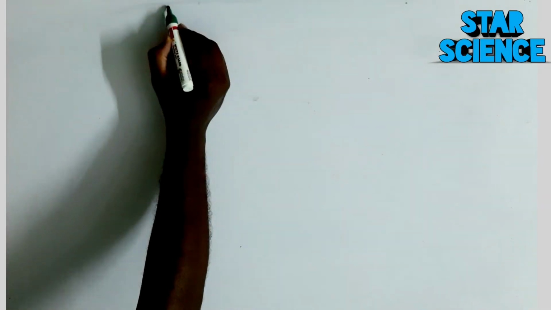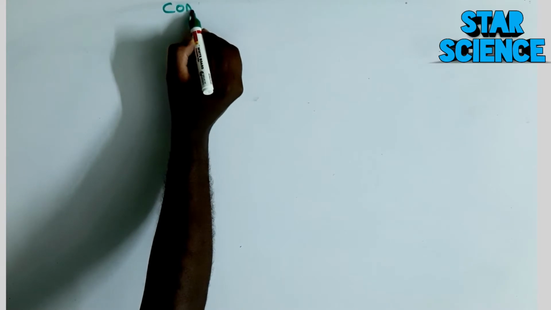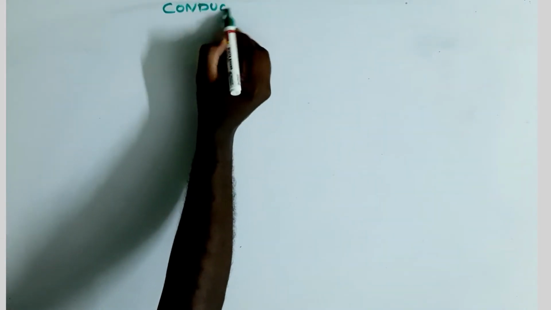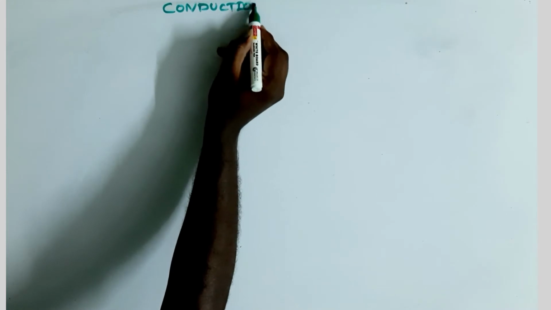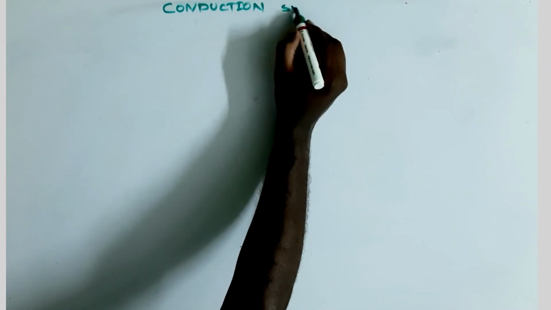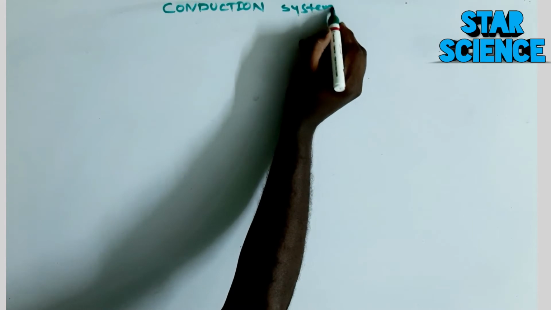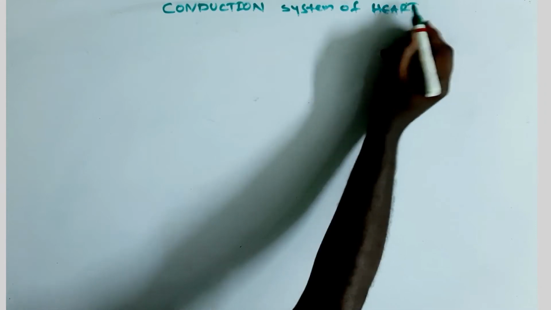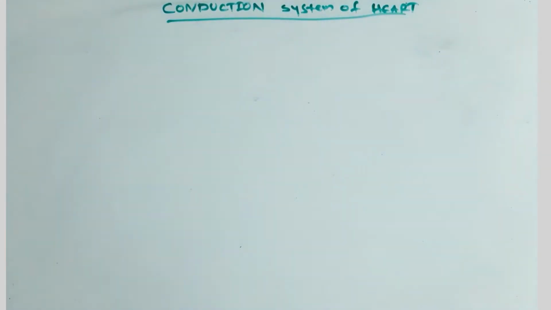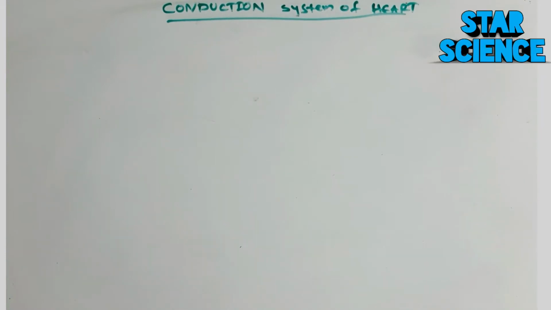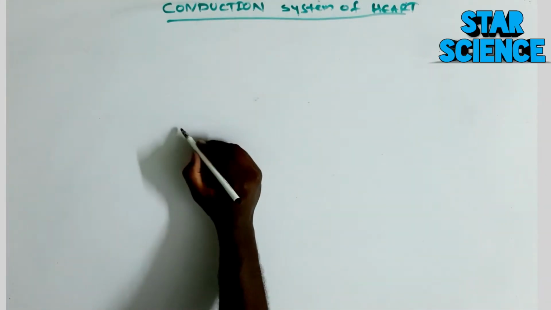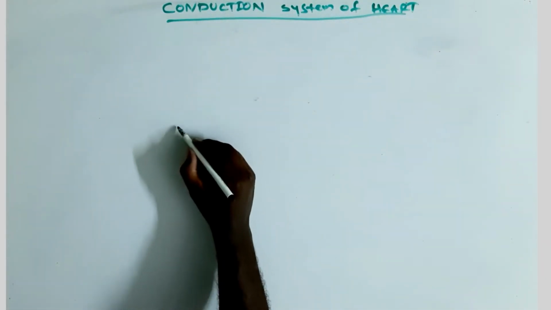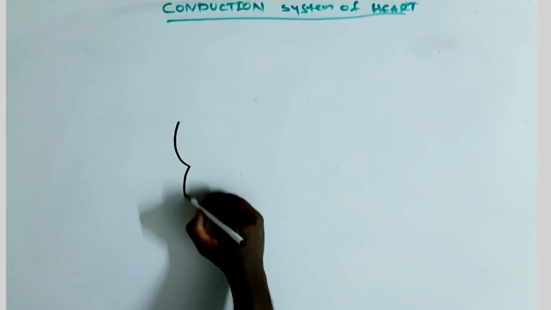Conduction system of heart. So today we are going to see about the conduction system of a heart. While drawing the diagram of heart, I'll explain in detail what the conduction system of heart is: first, where it starts and where it ends. So we'll see this topic in detail through a diagram. Right now I'm drawing a heart.